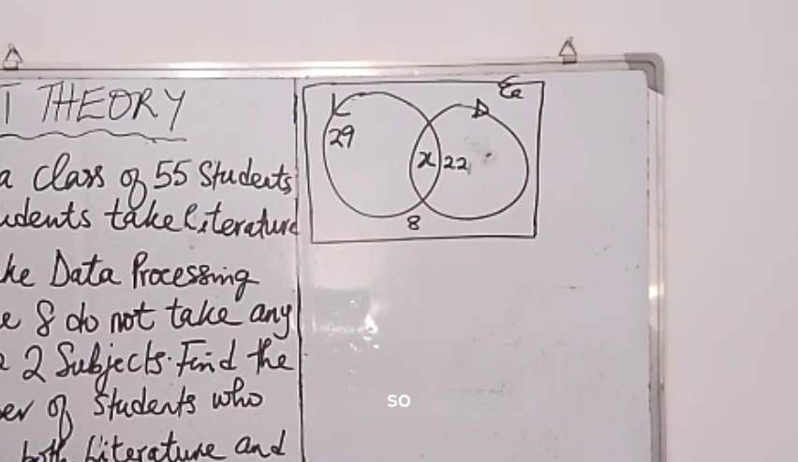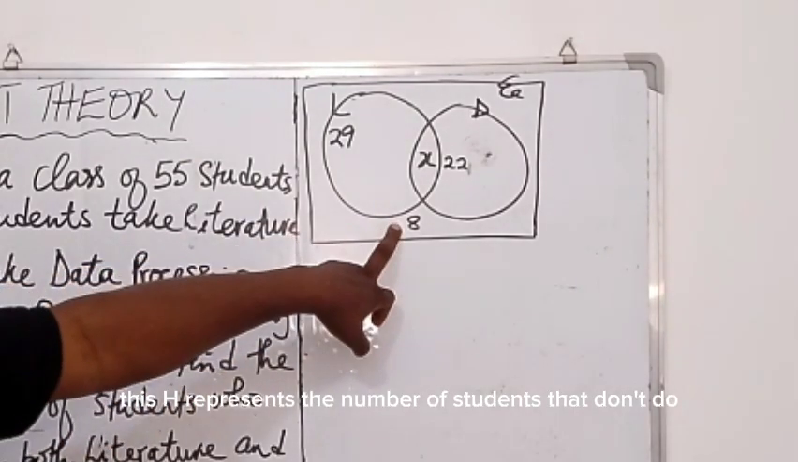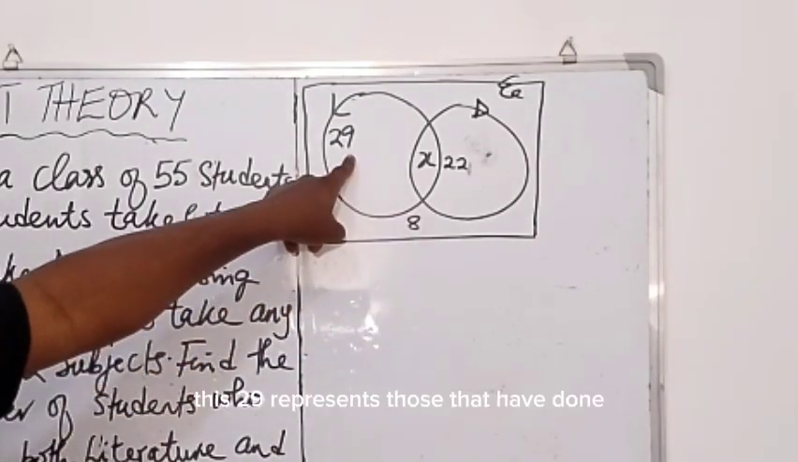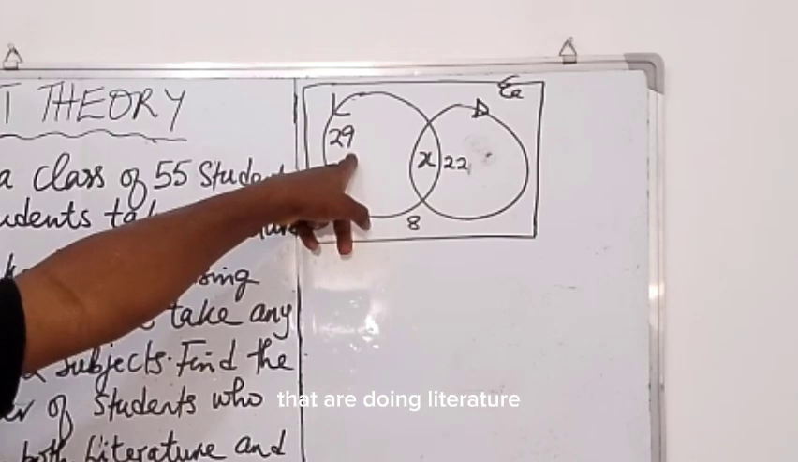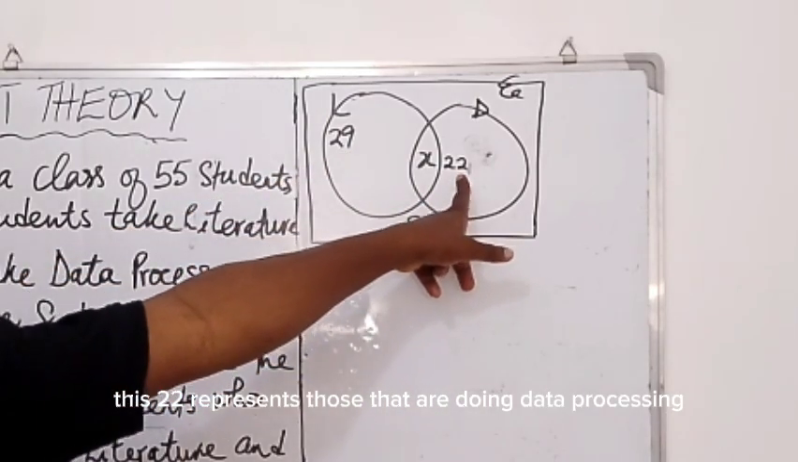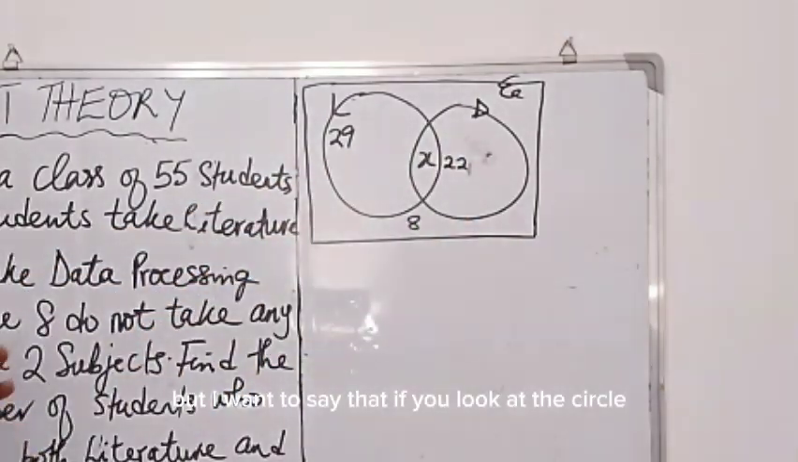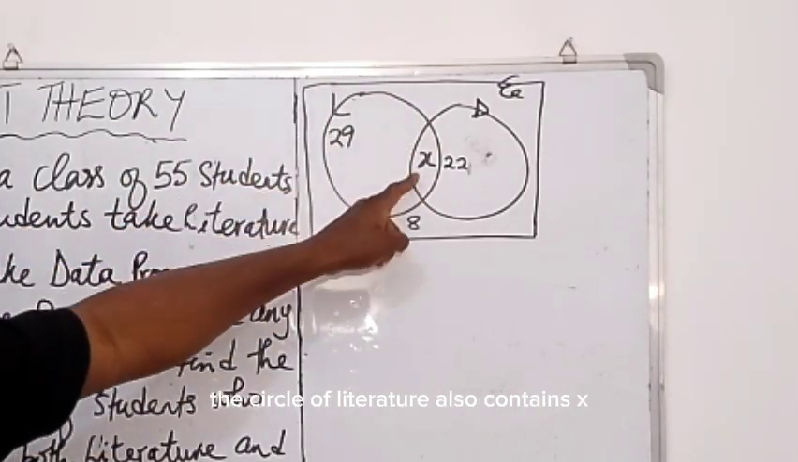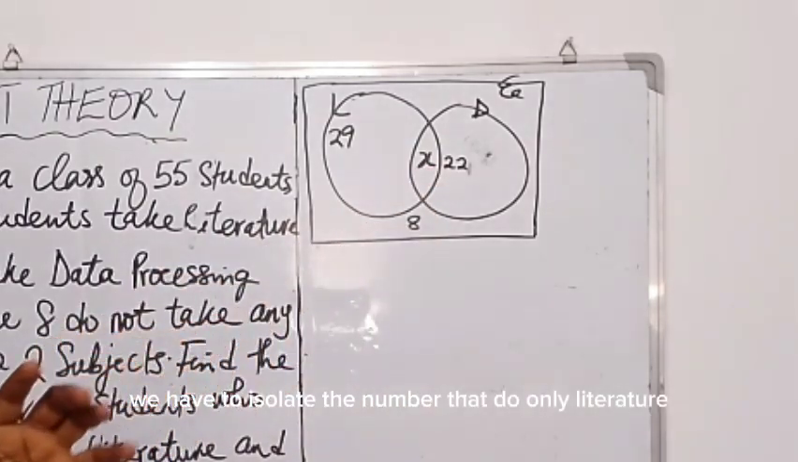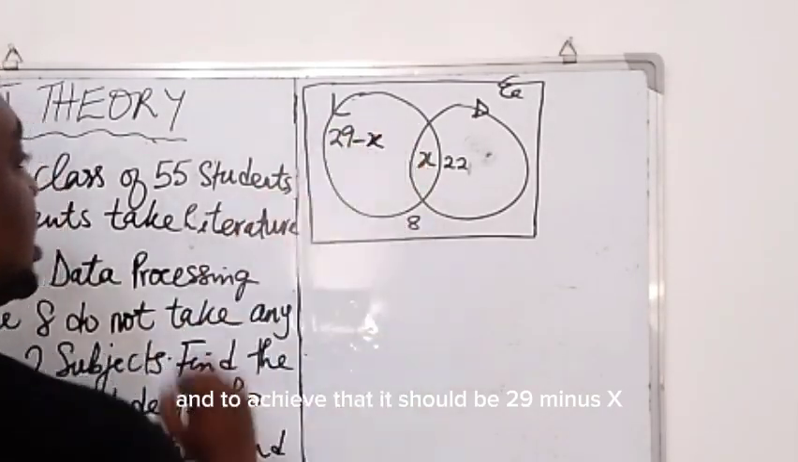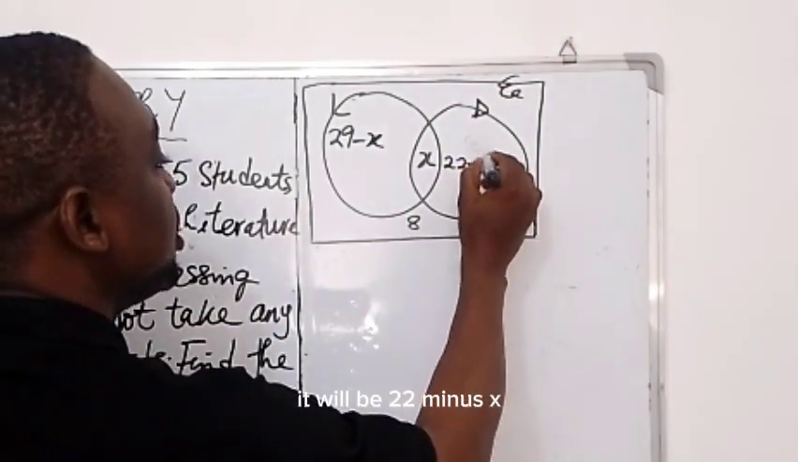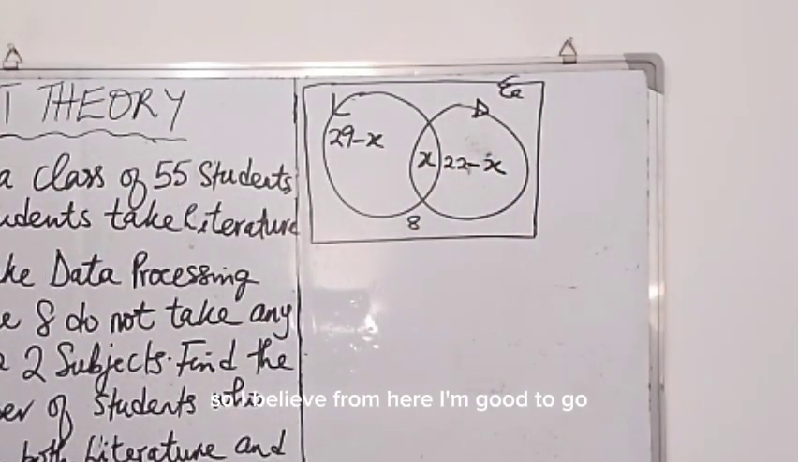Okay. So this 8 represents the number of students that don't do either literature or data processing. This 29 represents those that are doing literature. This 22 represents those that are doing data processing. But if you look, the circle of literature also contains X. So we have to isolate the number that do only literature, and to achieve that, it will be 29 minus X. The same thing also for the ones that do only data processing, it will be 22 minus X. So I believe from here I'm good to go.